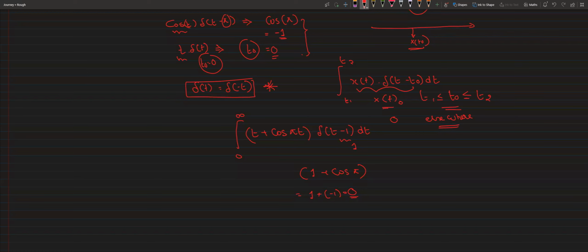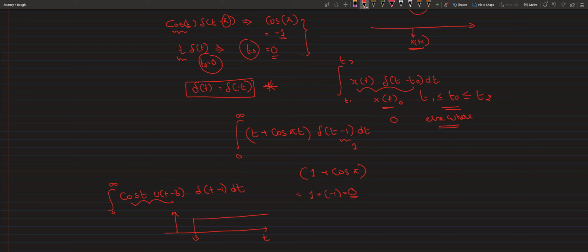Next example you can take. From 0 to infinity, cos t u of t minus 3 into delta of t minus 1 dt. So here you have to think of the waveform. If you take u of t minus 3, u of t minus 3 is equal to 0 at t equal to 3, so it starts from 3 and continues till infinity. That is simple.